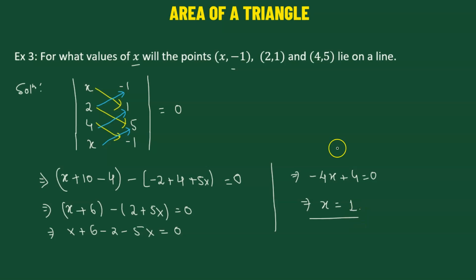Now that means for x equals 1, the 3 points are going to lie on a line. That means they are going to be collinear in nature. Let's move on to the next problem.